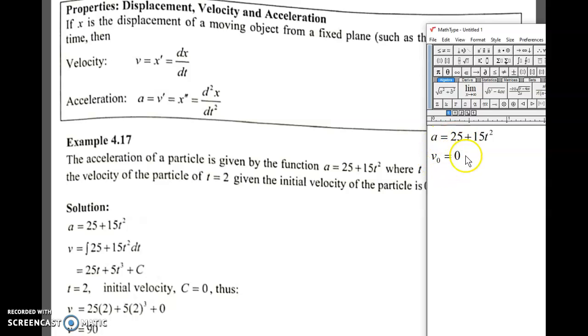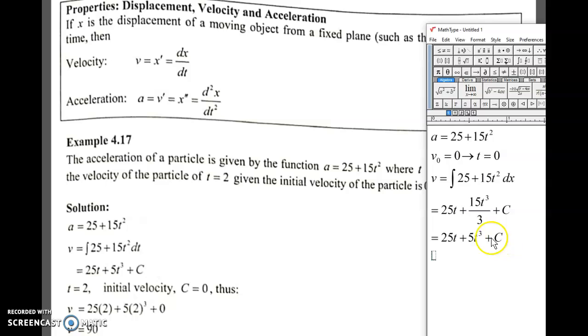Initial velocity equal to 0 means that at the starting point, where t is still equal to 0, we haven't moved yet, so the velocity is equal to 0. With that information in mind, we get extra information here. So the next thing to do is to integrate this so that we're able to go back and obtain velocity. Alright, there you go.